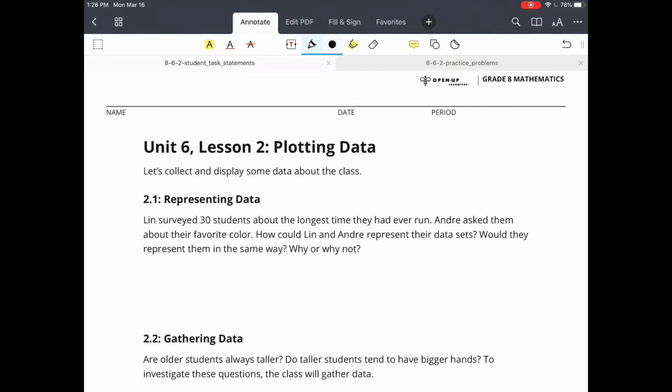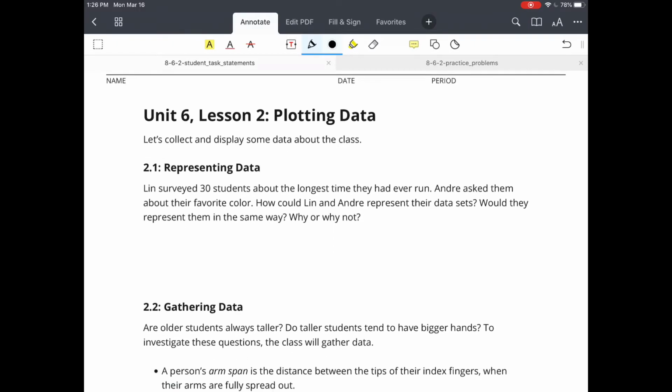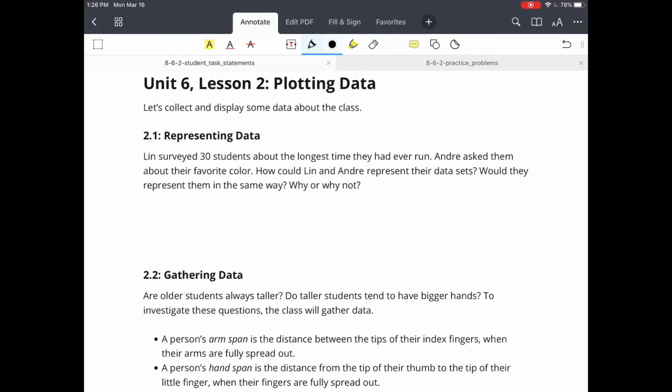All right, so let's get started with today's lesson, Unit 6, Lesson 2, Plotting Data. Unfortunately, this lesson requires all of us to be present and to be recording data on a table and a graph. So we're going to have to cancel some of the problems in here, but that's okay.